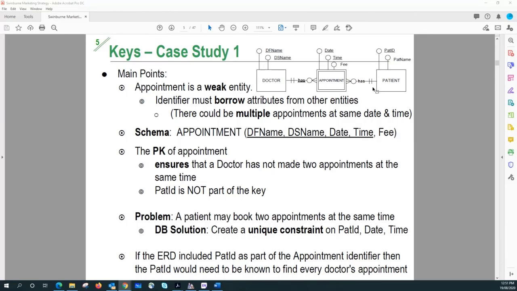But in the ERD, it is not showing that. When you implement it, you need to implement that constraint. Okay, so that is a limitation of ERD. Certain things we can show, certain things we can't show, right? Okay, did you understand that problem? Did everybody understand this small case study and the issue associated with it?